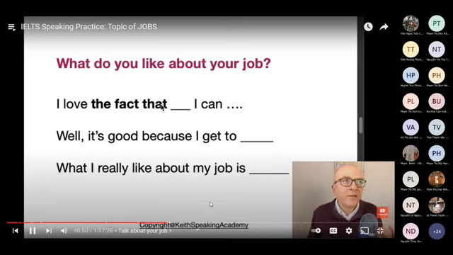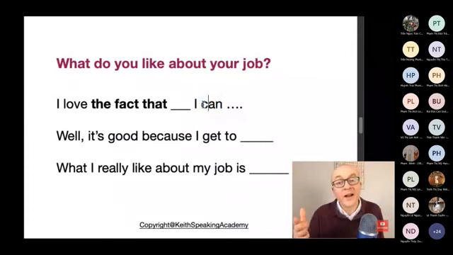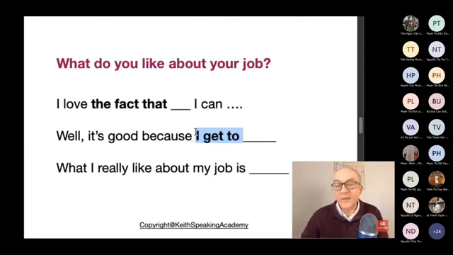I love the fact that I can work from home. I love the fact that I can organize my own time, right? It doesn't have to be can, it could be any verb. I love the fact that I have a rewarding job because... Or you can say it's good because I get to, and then talk about what you are able to do.